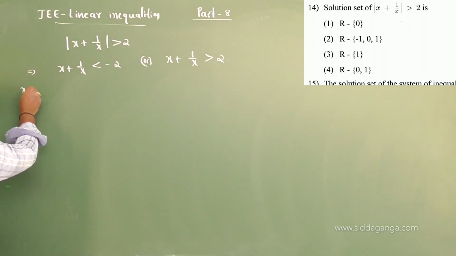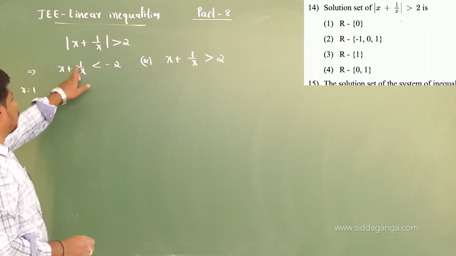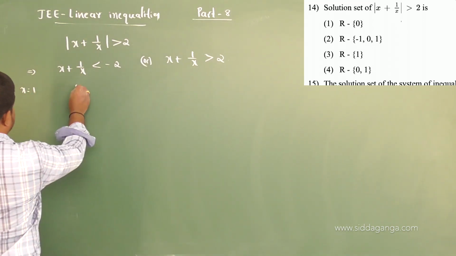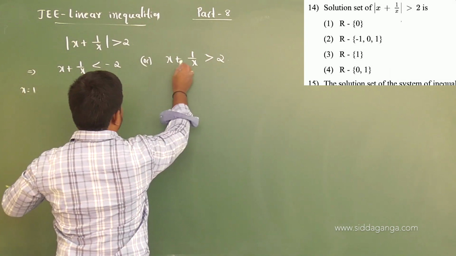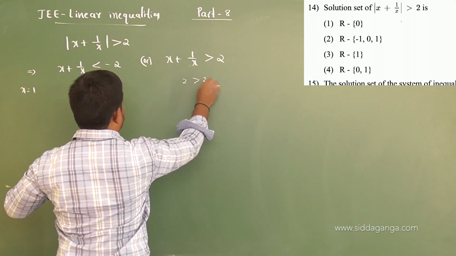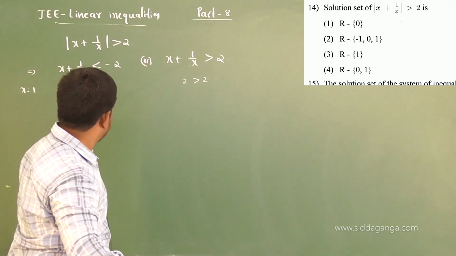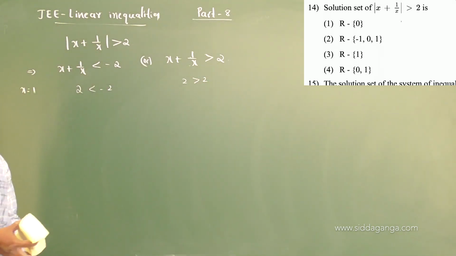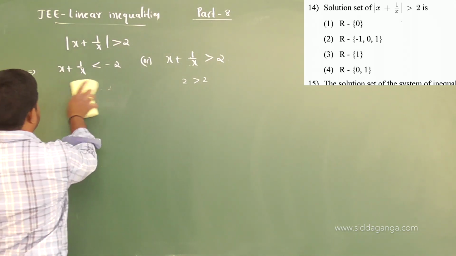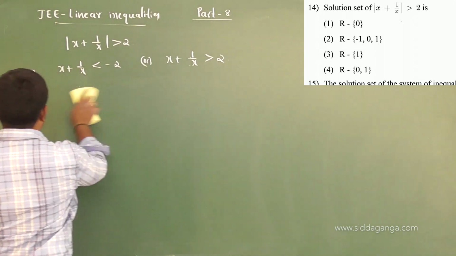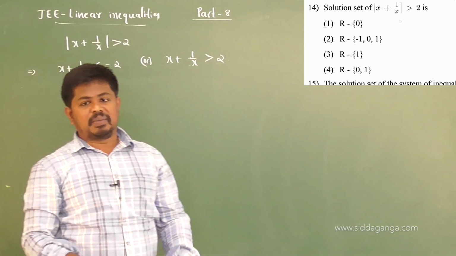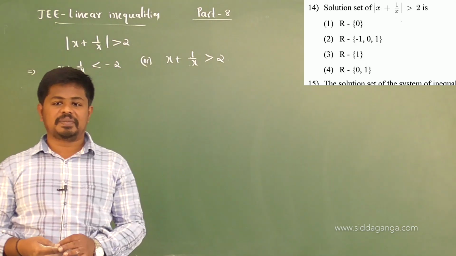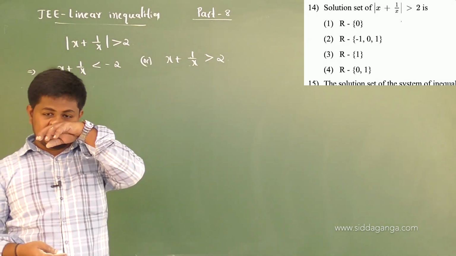When x is 1, yes, 1 plus 1/1, that is 2, less than minus 2, of course wrong. 1 plus 1/1, that is 2, of course both are wrong. 2 is less than minus 2, 2 is greater than plus 2, both are wrong. So first option is wrong, right? Okay. Come to the third option. Let me check later the second option.